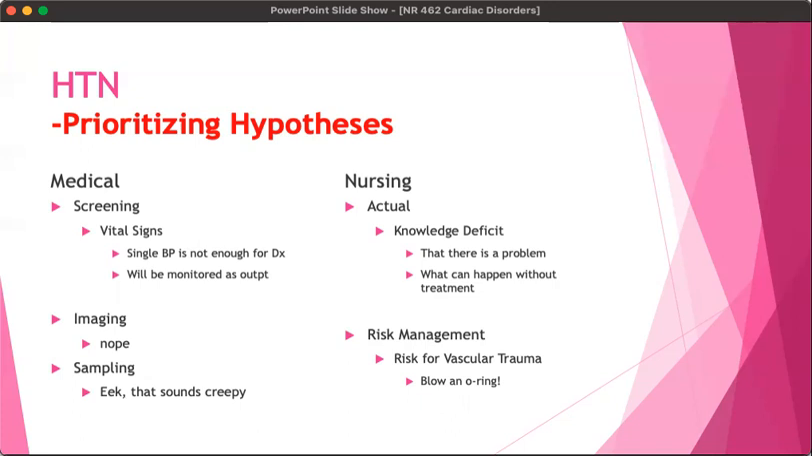For the risk management side, there is a risk of vascular trauma with these patients. One of the big complications of acute or emergent hypertension is that the pressure in their cerebral arteries is actually so high that they can rupture, causing a stroke. So that'd be really, really bad. And that's one of those complications people can be exposed to if they don't seek treatment for their high blood pressures, especially very, very high blood pressures.